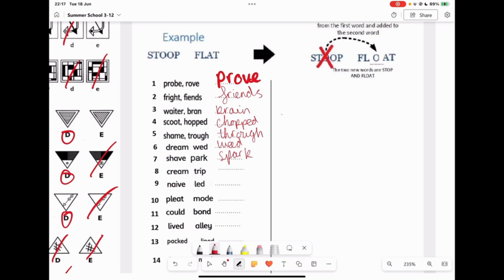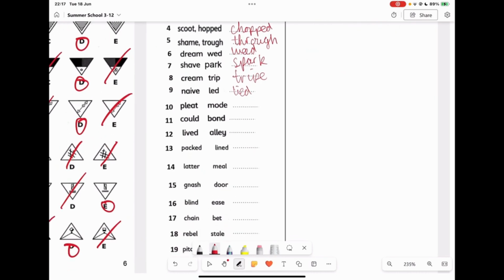Cram and tripe, we are going to have cram and tripe. So tripe will be the answer. Naive and lead will be, or we'll have knave and lied. Pleat and mow, we will have Pete and model, so model.